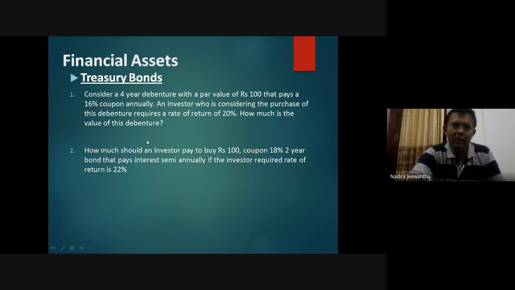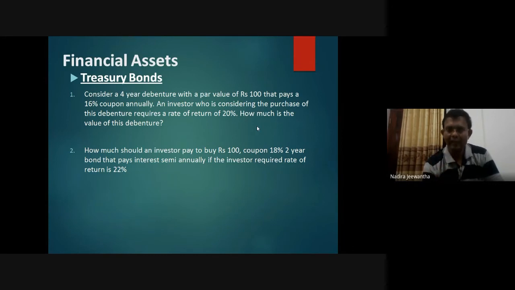16% coupon annually, investor is expecting 20%. It's very simple, right? Understand carefully. Now, there is no formula for this. There is a formula, but the only thing is, it's a lengthy formula. Don't go by the formula, but understand the concept.